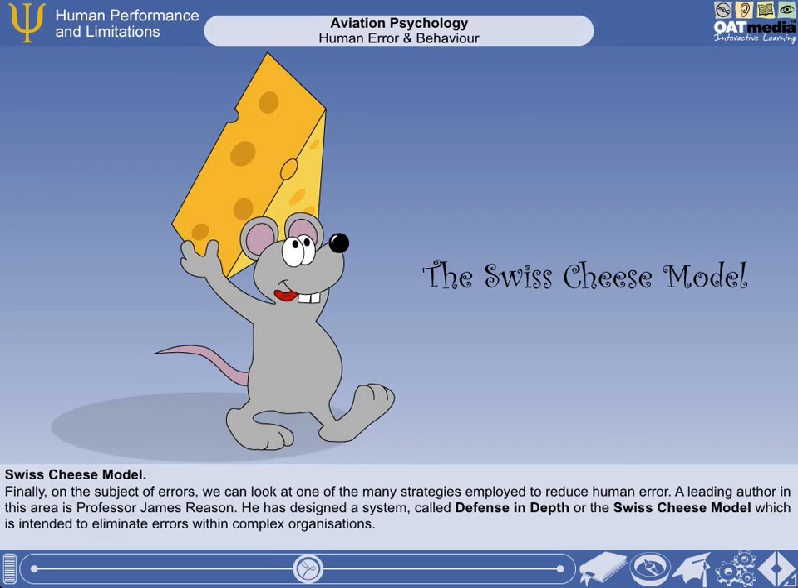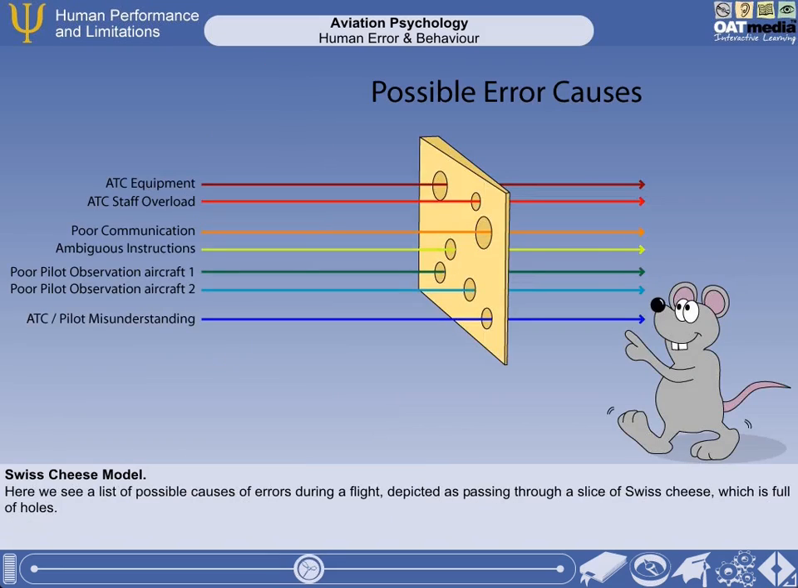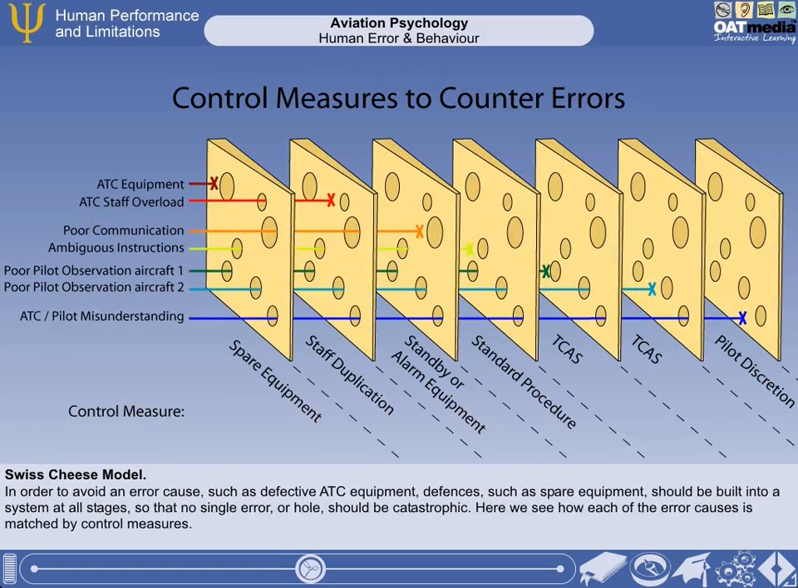Finally, on the subject of errors, we can look at one of the many strategies employed to reduce human error. A leading author in this area is Professor James Reason. He has designed a system called Defense in Depth, or the Swiss cheese model, which is intended to eliminate errors within complex organizations. Here we see a list of possible causes of errors during a flight, depicted as passing through a slice of Swiss cheese, which is full of holes.